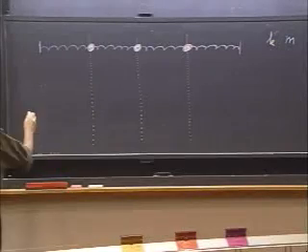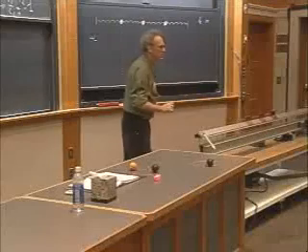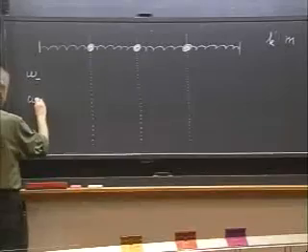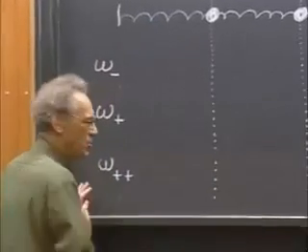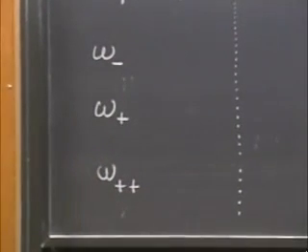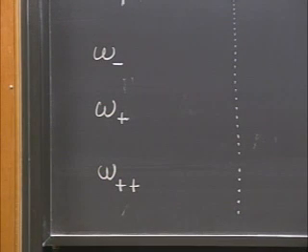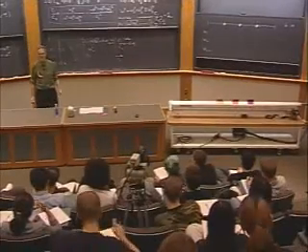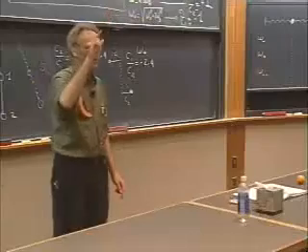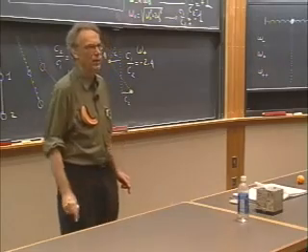There must be an omega minus, where all 3 are in phase. Then there must be an omega plus, which is more complicated. And then there must be an omega plus plus, which is the highest of all 3. In the highest possible frequency, 2 adjacent objects are always out of phase. So if you have 20 objects in the highest mode, number 1 is out of phase with number 2, is out of phase with number 3, is out of phase with number 4, and so on.